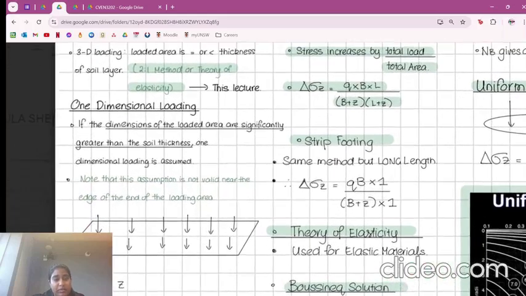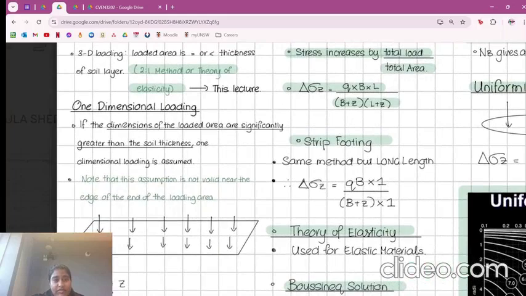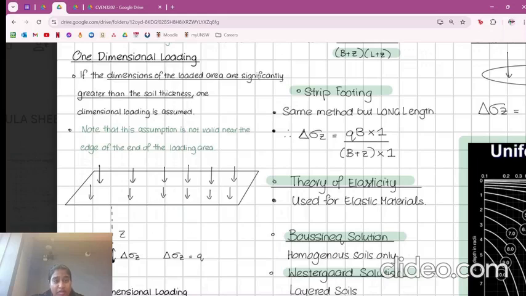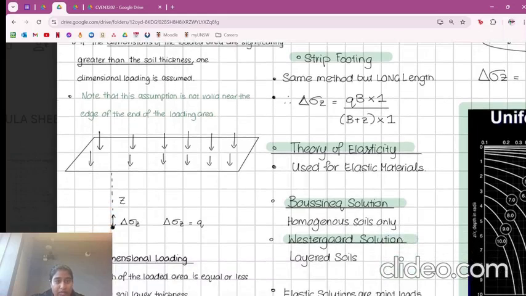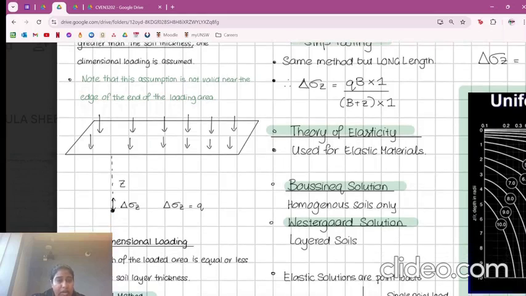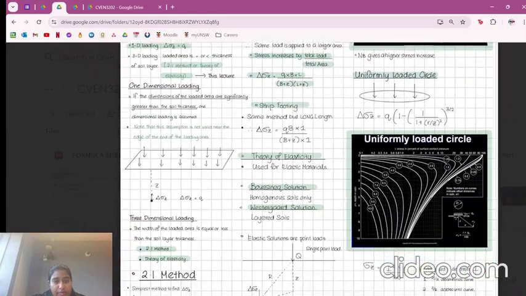But for now, let's just look at one-dimensional loading. That's if the dimensions of the loading area are a lot greater than the soil thickness. So here I've got a diagram, and you've got your soil point that you're studying, the elevation, which is going to be your Z value in most cases, and then here, because it's one-dimensional loading, your change in stress is equal to Q, right?